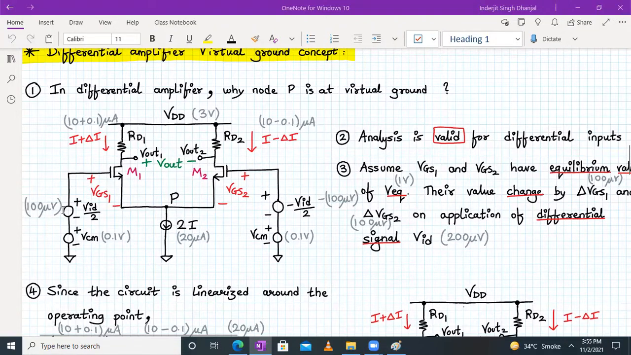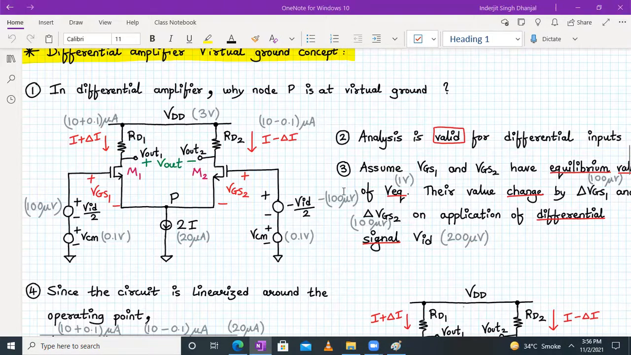In numbers, it will be 100 microvolt and minus 100 microvolt. And we have superimposed a common mode signal of 0.1 volt to both sides. The current flowing through RD1 is I plus delta I, and let us assume that delta I is 0.1 microamperes. So I plus delta I will be 10.1 microamperes. Similarly, I minus delta I is 10 minus 0.1, which will be 9.9 microamperes. VDD, let us consider to be 3 volt, and the current source here we'll assume to be 20 microamperes.